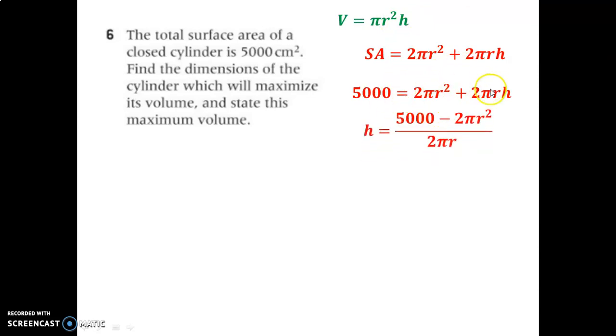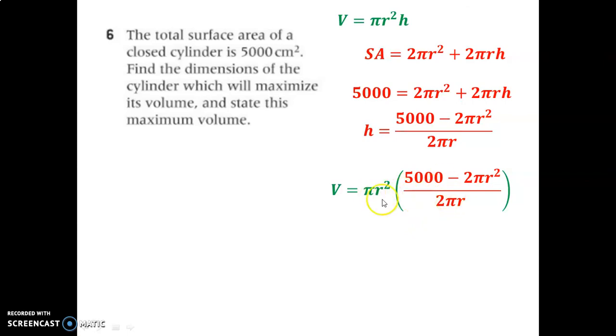So to solve it for H, I did 5,000 minus all of this there, and then I divided by 2 pi r, and then I have H. So now I have H. That can go into the volume formula. What happens to that when it's simplified? Let's try. So there's the H replaced by all that in the volume formula.